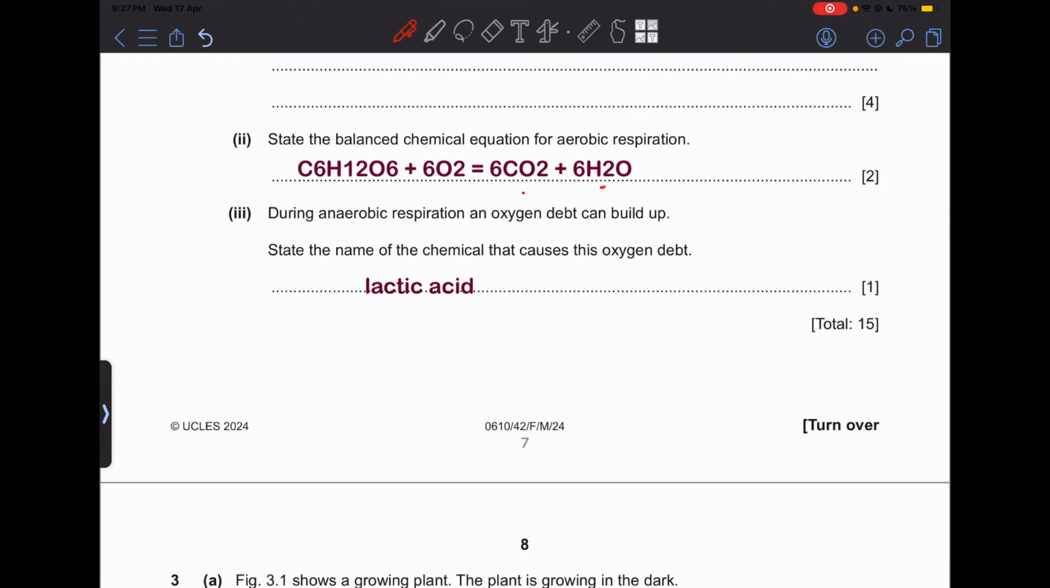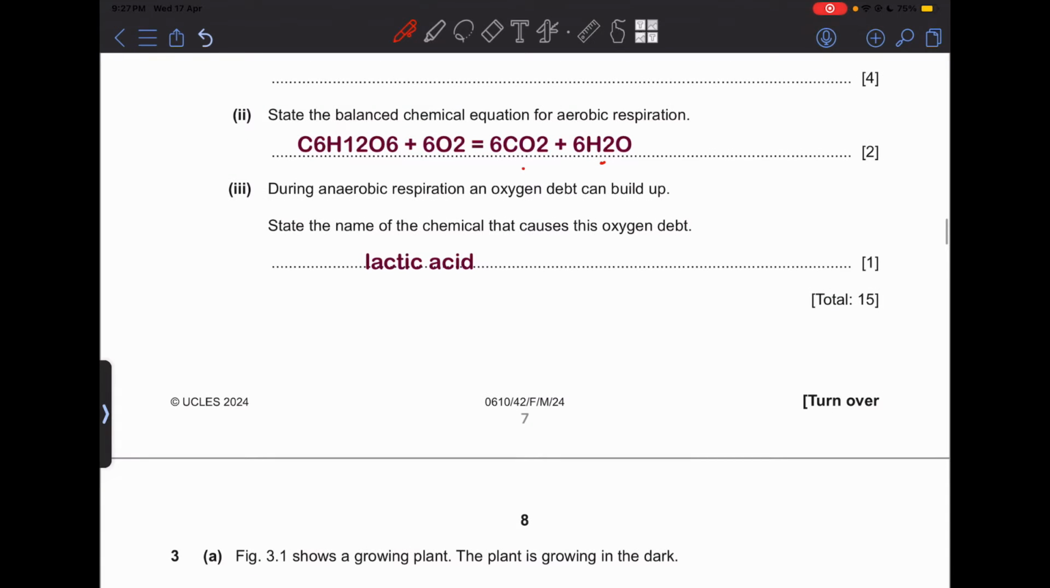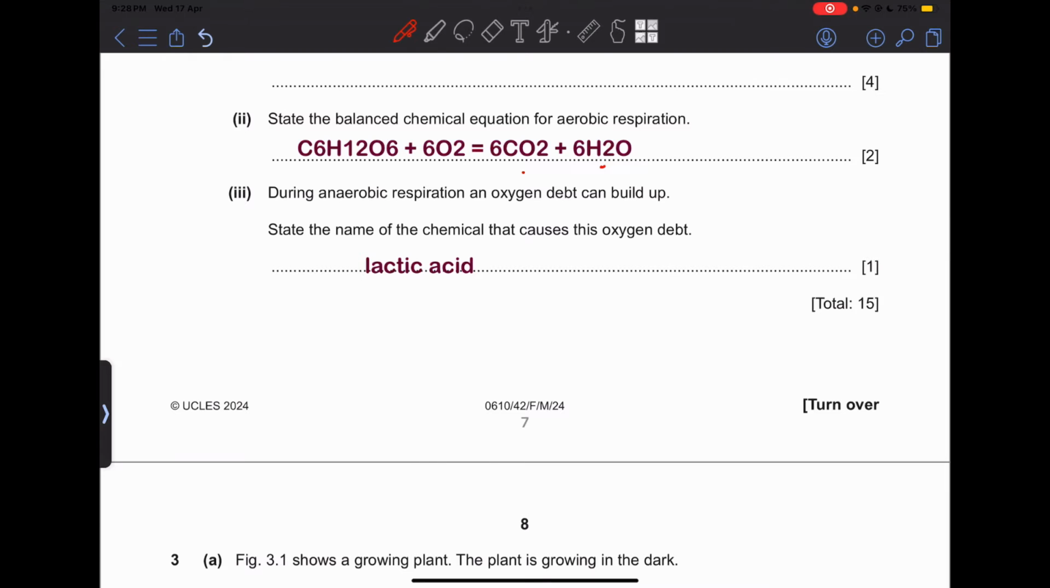Now, during anaerobic respiration, an oxygen debt can be built up. State the name of the chemical that causes oxygen debt. This is lactic acid. It's produced in the muscles and it is also produced in the liver.